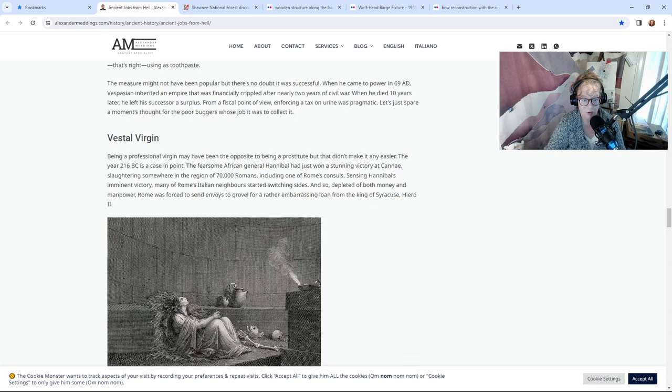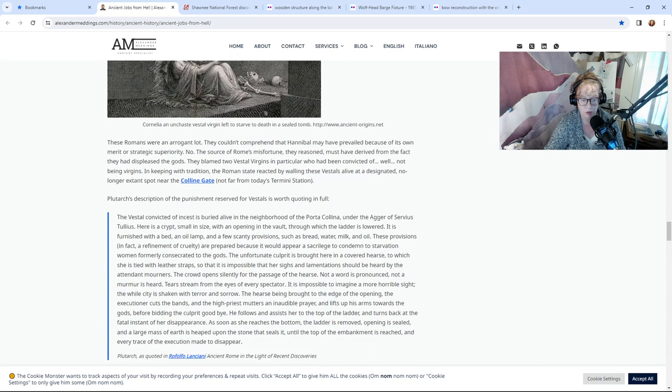A Vestal Virgin, someone who was a professional virgin. Oh, no, wait, maybe not. Hang on. The Vestal convicted of incest, I'm missing something here, is buried alive in the neighborhood of the Porta Colina under the agger of Servius Tullius.